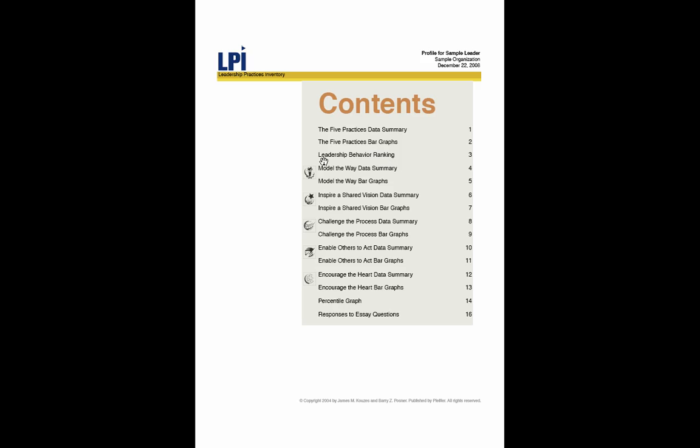Then the report goes into some more detail around each of these 5 practices of exemplary leadership: Model the way, inspire a shared vision, challenge the process, enable others to act, and encourage the heart. Then there's a very interesting graph toward the end of your report, and this graph helps you understand how you rank against about 1 million leaders around the world. And finally, there's the responses to the essay questions. This is the qualitative data part of the LPI.